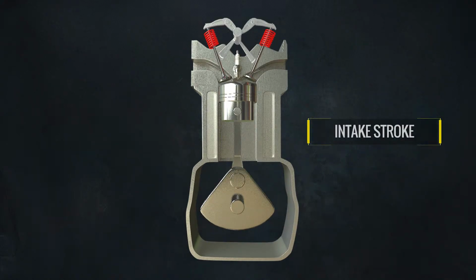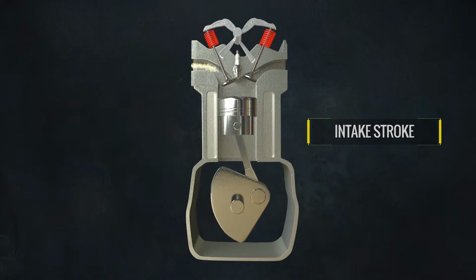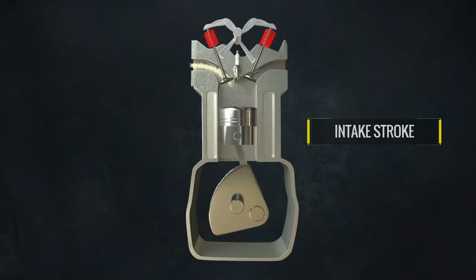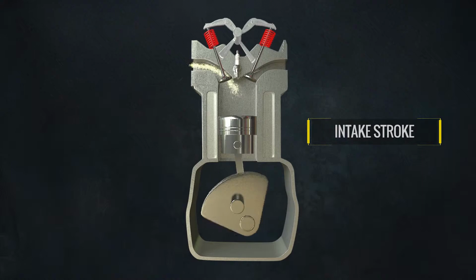Intake stroke. When the engine starts, the intake valve opens and the fuel and air mixture enters the cylinder. Then the valve closes.